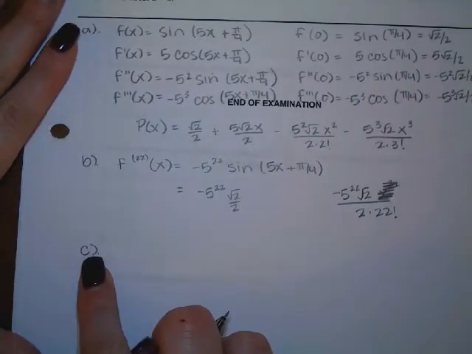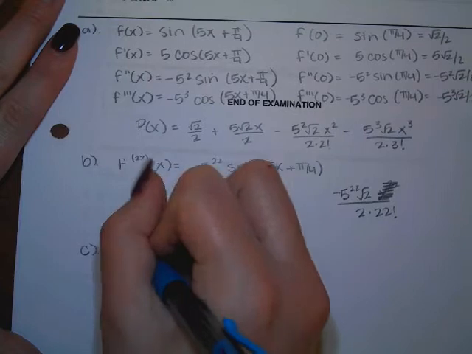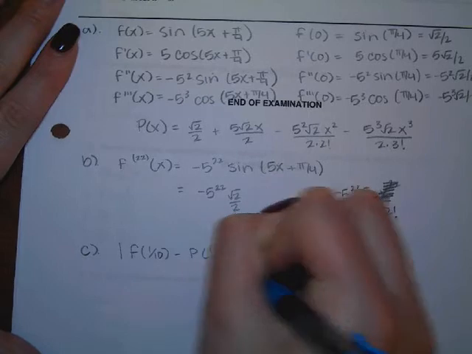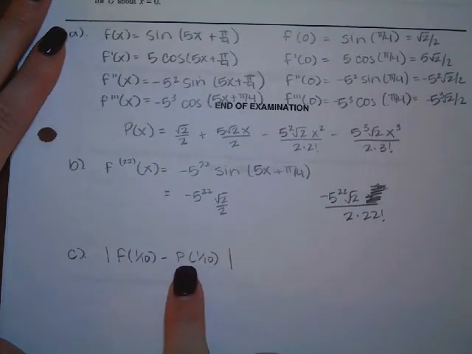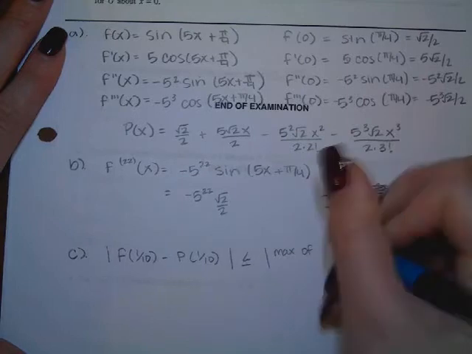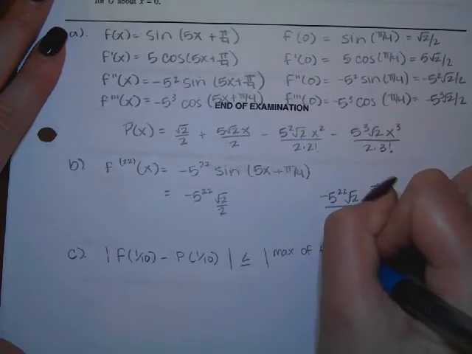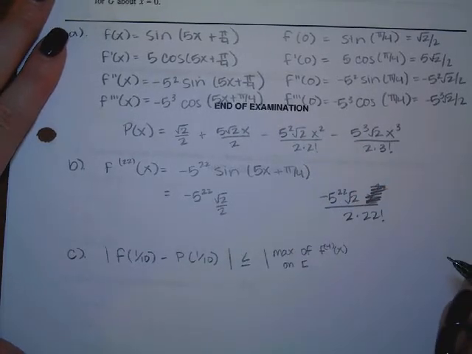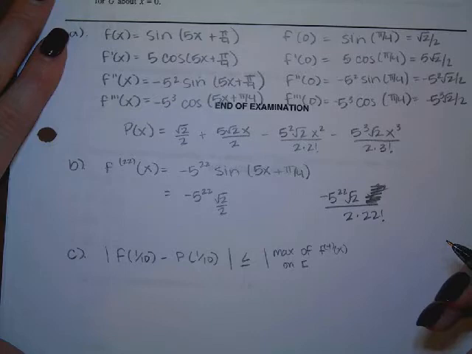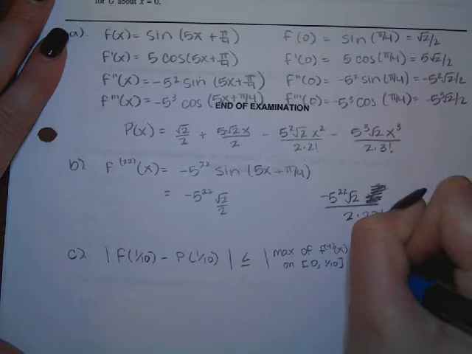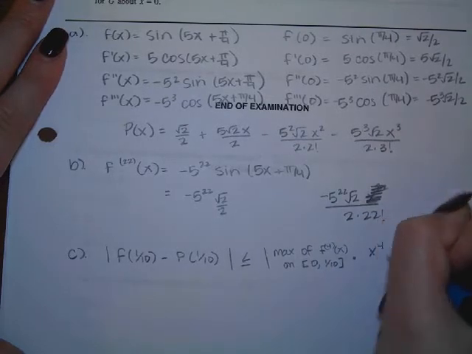Part C. So I'm going to go ahead and just write down my work for Lagrange. How far did the P go for part A? What exponent did we get to? 3. Okay, so I'm going to say max of f to the 4th derivative on the interval from 0 to 1/10, times x to the 4th over 4 factorial.